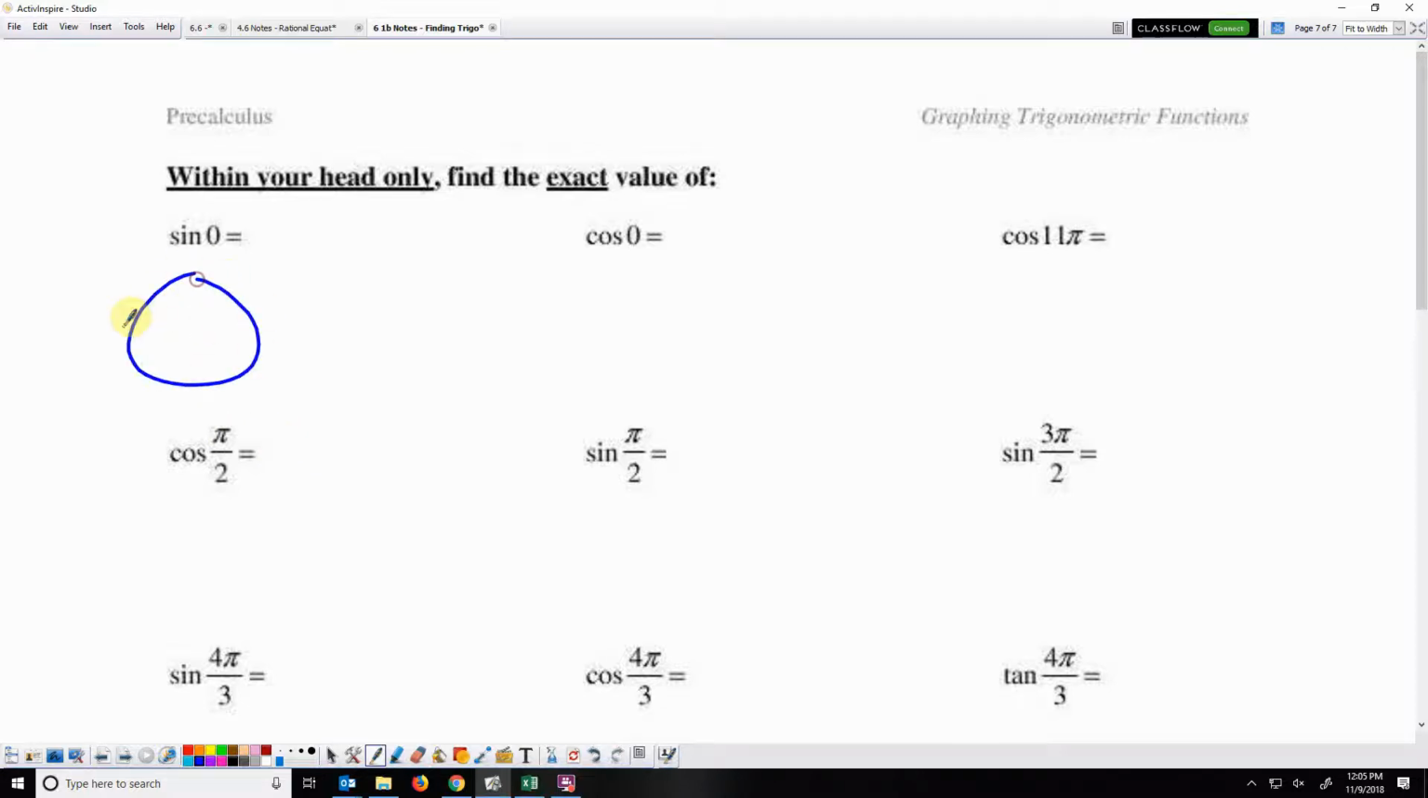Sine of 0, 0 degrees, is right here. And sine is the y value. This is not up or down at all. The y value is 0. Cosine 0. 0 is right there. And for cosine, we're counting the x value. It is all the way out. That is 1 unit because it is a unit circle.